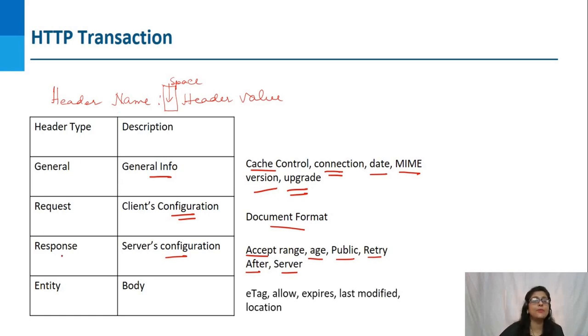For the entity type of header, it basically gives the body which is there in both the request message as well as in the response message. It gives the E tag, it gives the allow information like what are the URLs which are allowed, expiry date and the last modified date and the location of the web page.